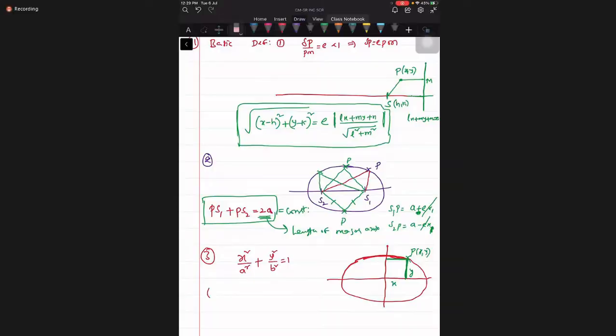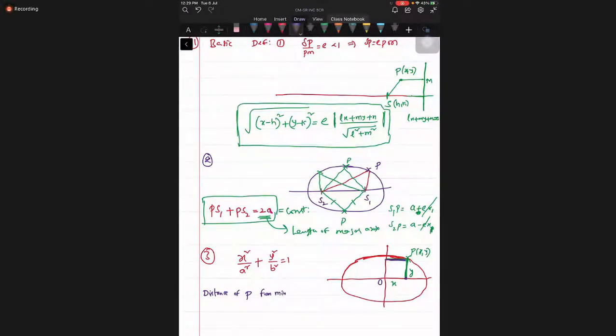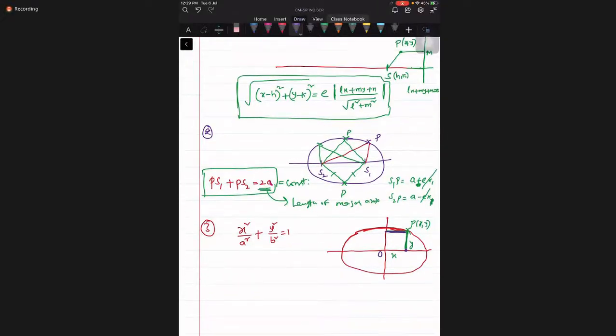Tell me, anybody, what is small x here? A cos theta. Distance of P, correct or not? All of you observe, students. What is small x? Distance of P from the whole square, correct or not?